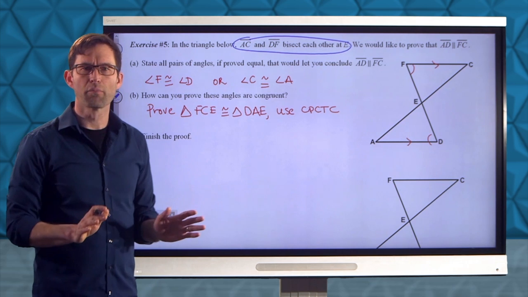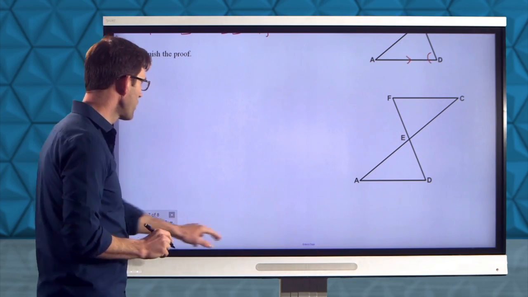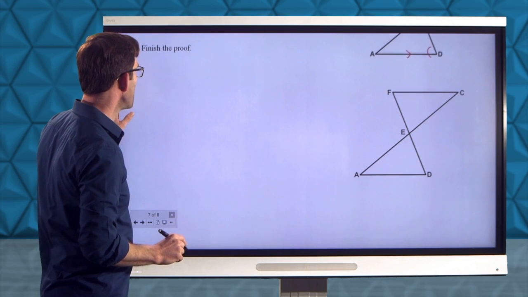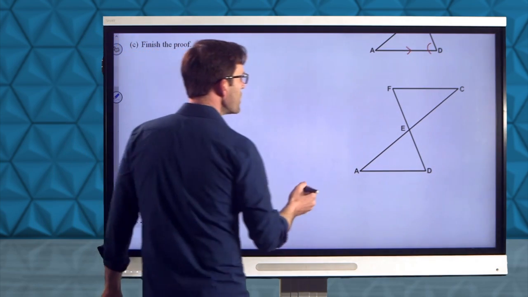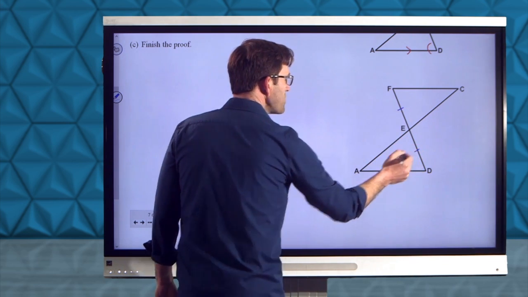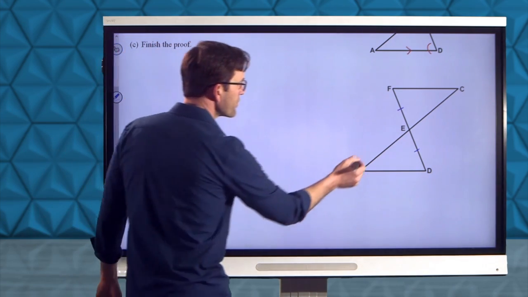All right, well, let's outline the proof, okay? And I'm going to outline it down here. I've got the diagram reproduced. Okay? So I know that these two bisect each other. What does that tell me? It tells me they cut each other in half. So I know those two segments are equal.